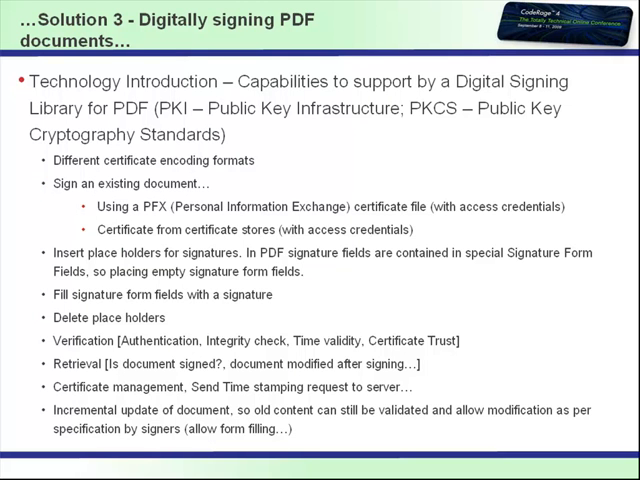So a library, a developer toolkit that needs to work with or support digital signing has to generally support the following functionality to be a full-fledged toolkit for digitally signing PDF documents. And of course, we are looking specifically at PDF documents here. So first of all, it needs to support the standards. There are different certificate encoding standards that the library needs to support.